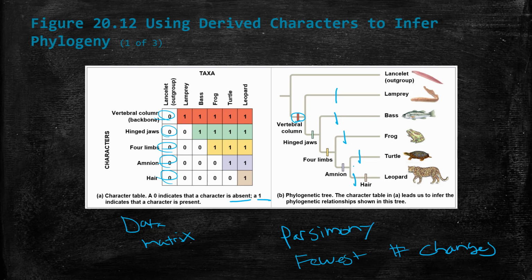Now, it's possible you will have some things that do evolve more than once, but on our first attempt to draw these trees, we assume parsimony and then look to see if that makes sense. The fewest number of changes. The simplest solution is the best solution, is the idea of parsimony.